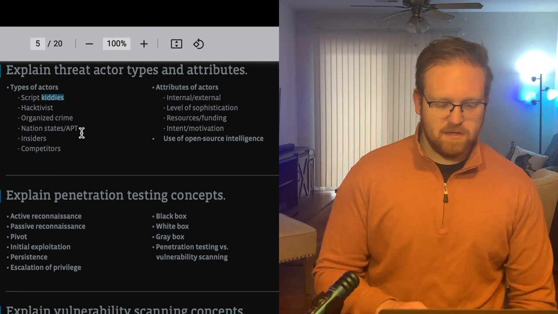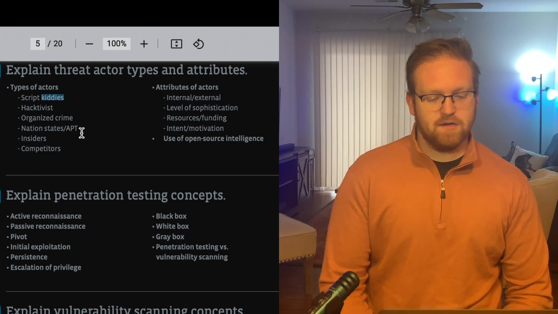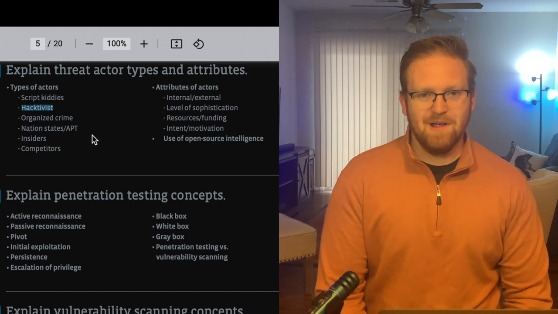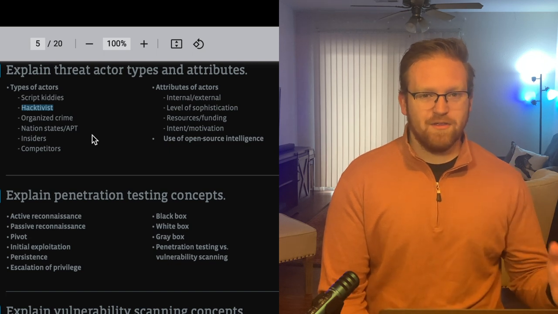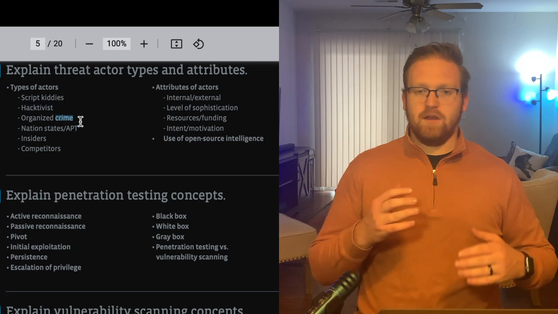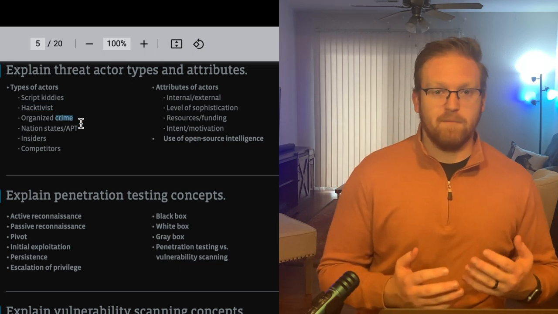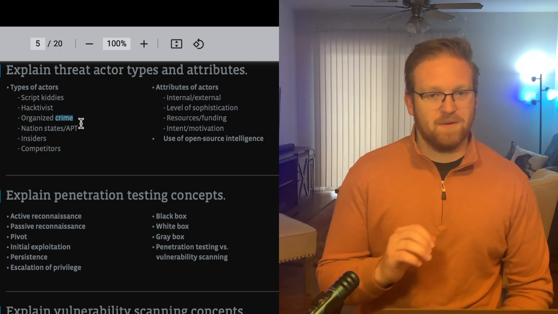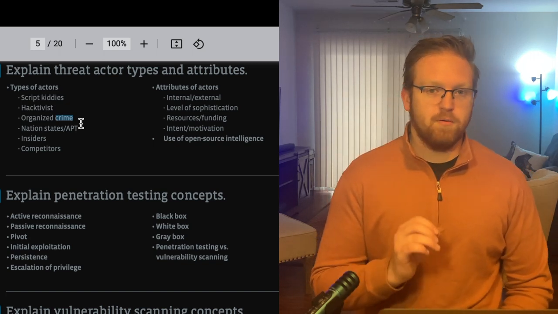Now, next is going to be use of open source intelligence. Now, here's the thing. You can go on the internet and you can learn a lot of things. A lot of facts are out there on the internet that you can learn, and that's information that you can use when creating a picture of the environment that you're in. So open source intelligence is a very important thing from a defensive side, but it's also very important from an offensive side.